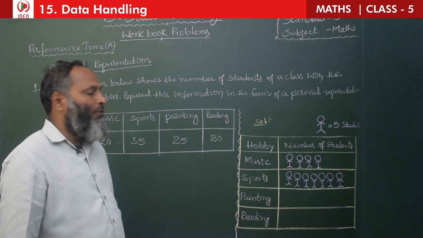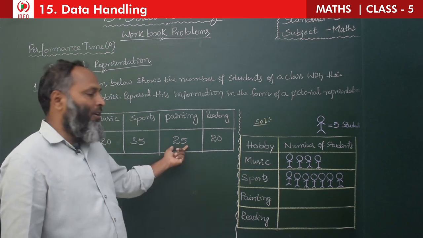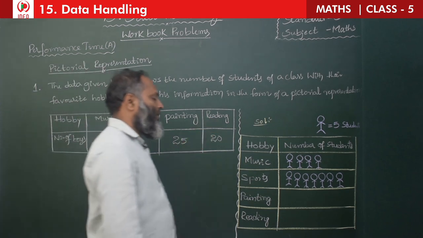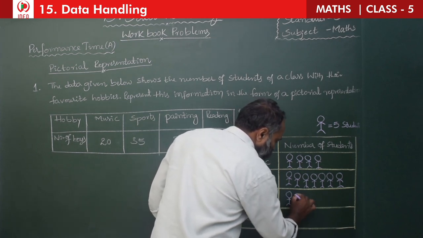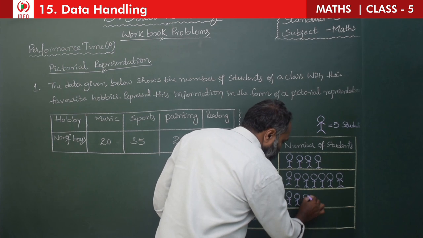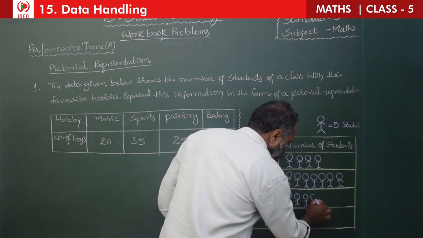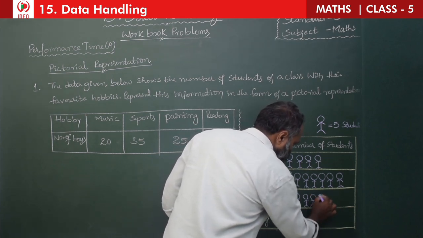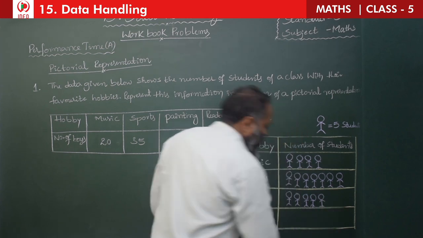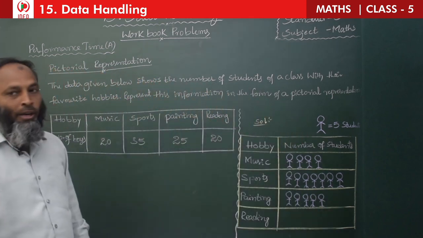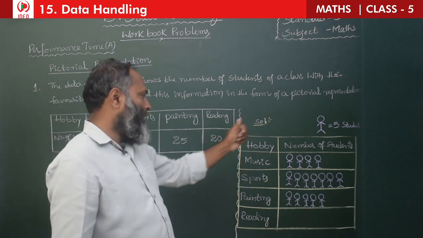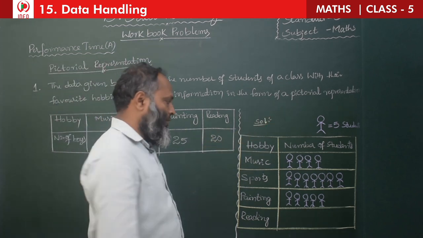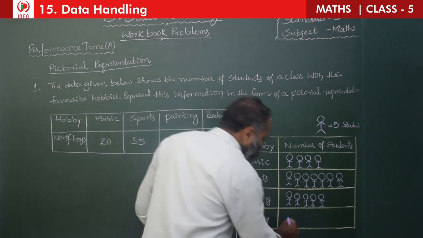Now painting, 25. In the 5 table we get 25 as 5 fives, which means we should draw 5 students here: 1, 2, 3, 4, 5. Now reading, 20 students. In the 5 table we get 20 as 5 fours, which means 4 students. We should draw 4 students here.